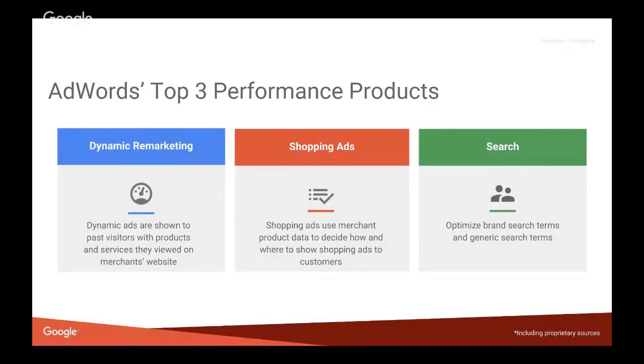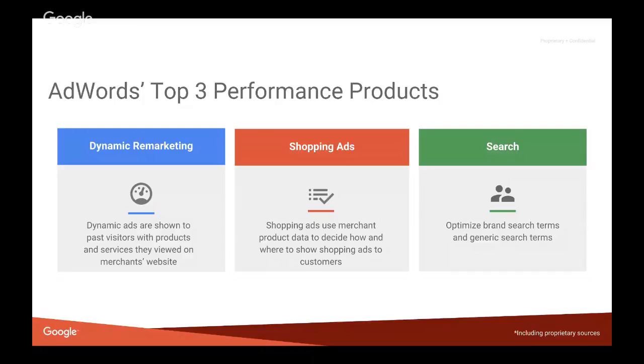So a lot of people ask me, what is the top performance product that AdWords has? I think this is a hard question to answer, because we actually have quite a lot of performance products in the Google advertising world. So I just list out these 3, but definitely not limited to these 3. What I've seen used quite often by our advertisers are these 3 different performance products. One is dynamic remarketing, the second one is shopping ads, and the third one is search. All these 3 are quite commonly used, particularly by the performance clients.